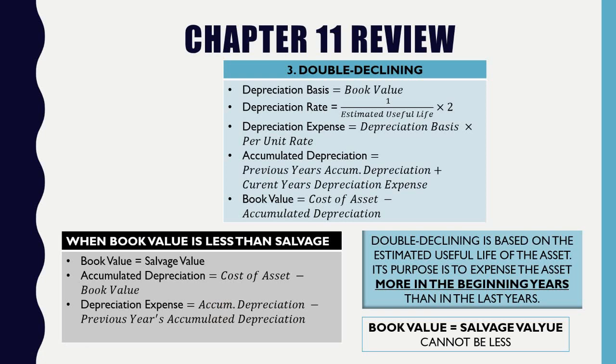And once again, double declining is based off of using the product a little more often in the beginning of its life versus towards the end of its life. And again, another reminder, book value must be equal to salvage value at all times. It cannot fall below, or cannot be under, okay?